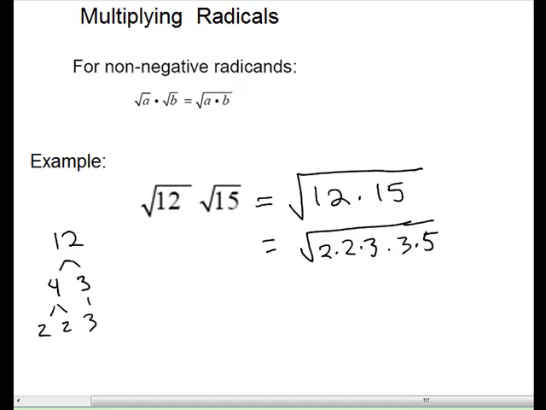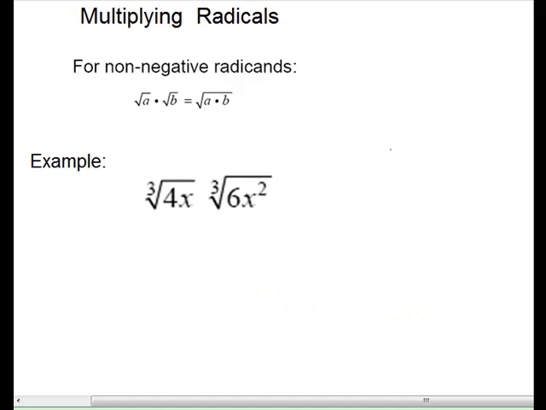And now we will simplify this radical. So we look for the squares. The 2's give us a square. So 1 2 can go outside for that. The 3's also give us a square. So 1 3 will go out. It will multiply by the 2 out there to give us 6 on the outside times the square root of 5.